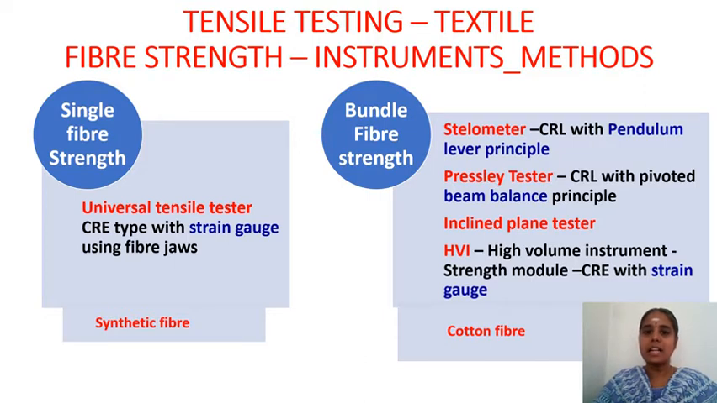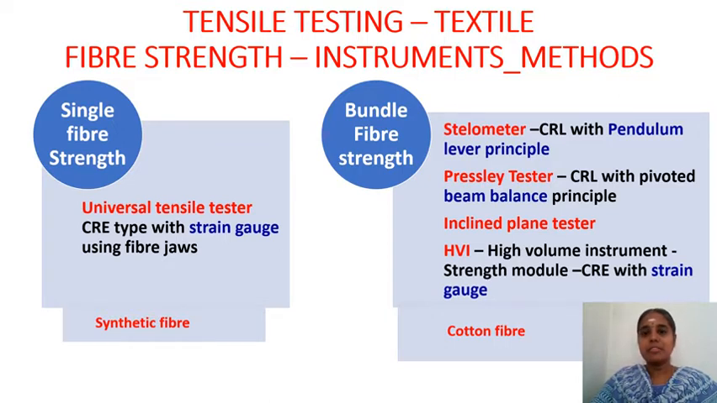You can predict the yarn strength with the fiber parameters, and the bundle fiber strength parameter is a better indicator of your yarn strength. So usually bundle fiber strength is performed for cotton fibers and is used for predicting the yarn strength also. One more instrument, the inclined plane tester, is also used, which is not available in our laboratory.